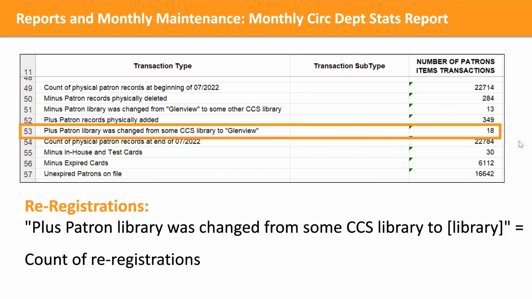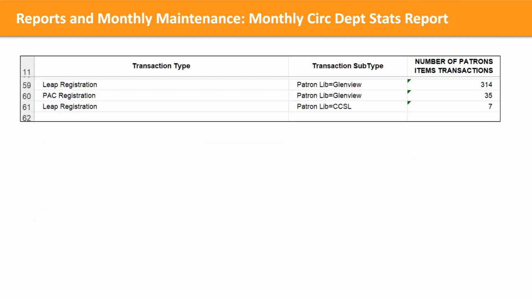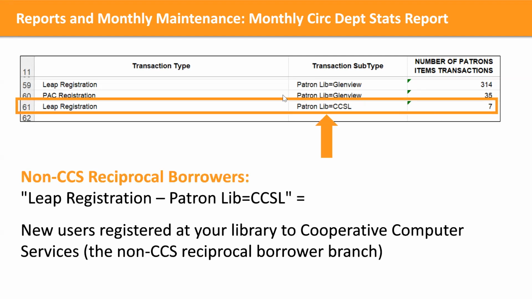And finally, below that section is where you can get a number of new non-CCS reciprocal borrowers your library registered in the past month. You'll look for the entry for LEAP registrations, where the subtype is patron library equals CCSL. So these are users registered to that cooperative computer services branch.